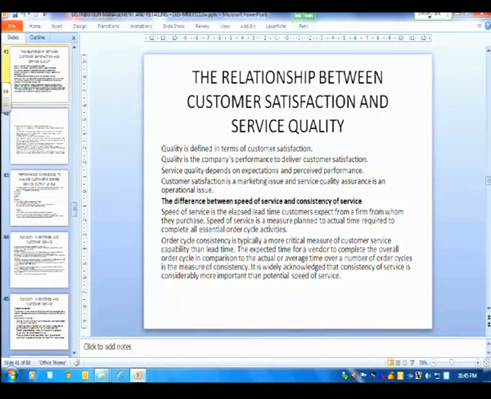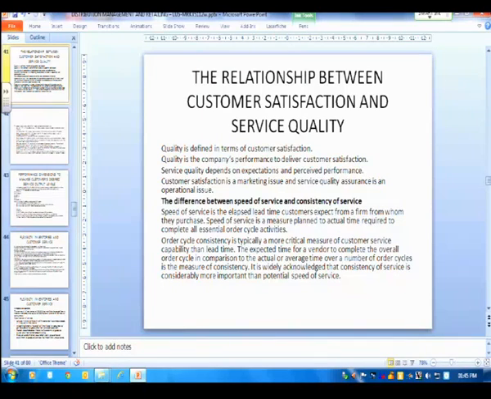The difference between speed of service and consistency of service. Speed of service is the elapsed lead time customers expect from a firm from whom they purchase. Speed of service is a measure of planned to actual time required to complete all essential order activities.